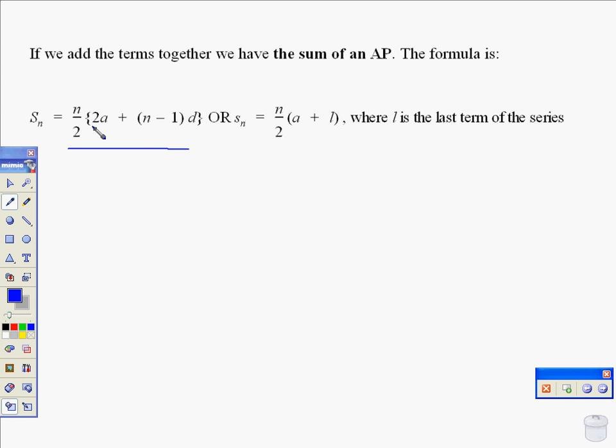Be wary of the brackets, make sure you've got them in the correct spot, and make sure you're multiplying everything in the bracket by n on 2. If we have the last term in the series, depending on what we've been given in the problem, sometimes we can use the formula n on 2 outside of (a plus l). So we can use the first term plus the last term in a bracket and then the n on 2 outside. But again, that's only if we get the last term of that series.